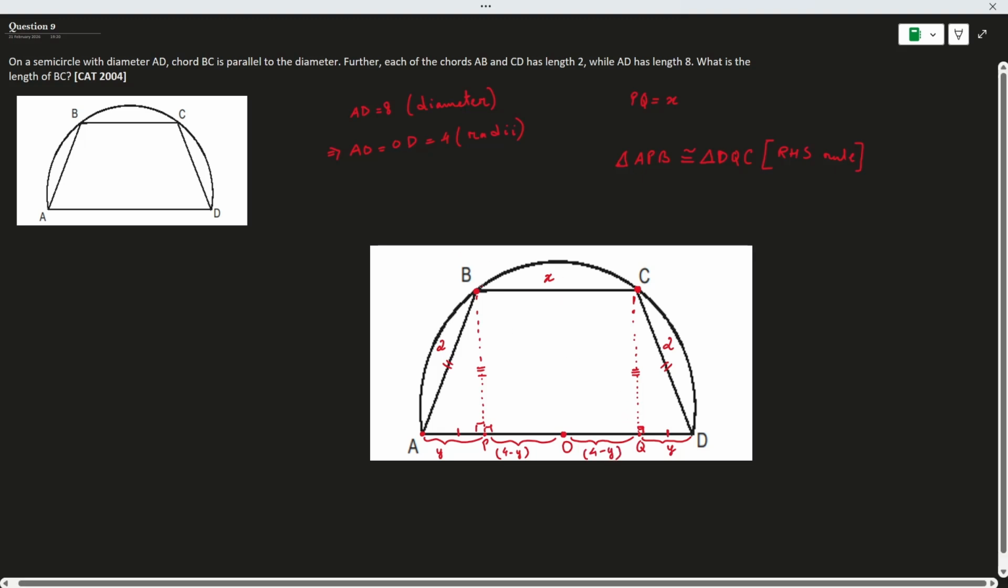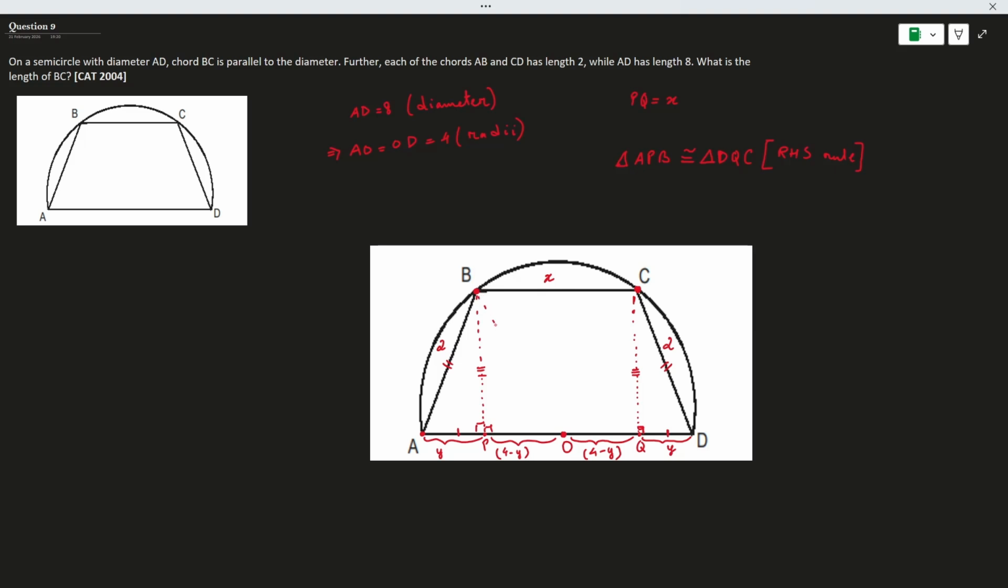Okay, now I will join these points. This point I will join. Okay, BO. BO is also the radius, right? So the length of BO will be 4 units. Now this is a right angle triangle, right? BPO is a right angle triangle.